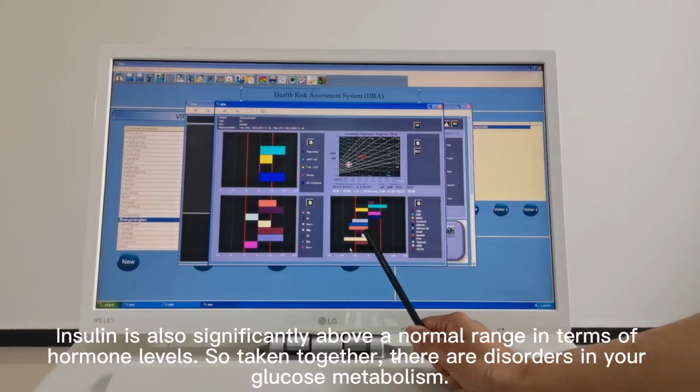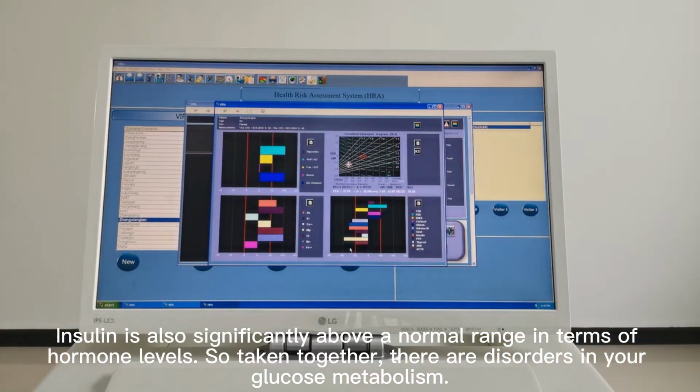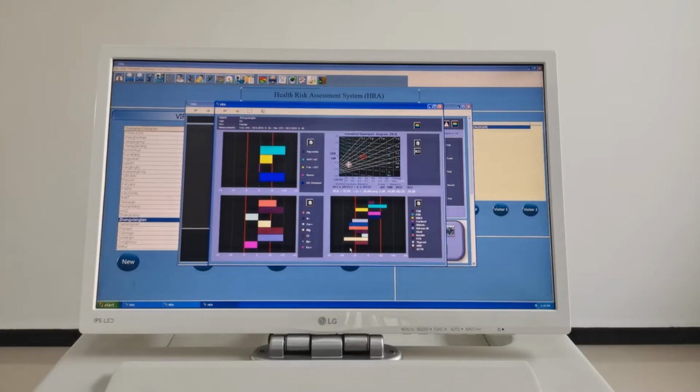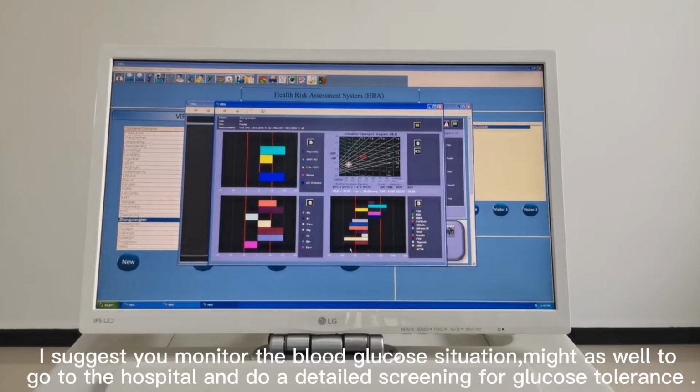Insulin is also significantly abnormal and above the normal range in terms of hormone level. So taken together, there are disorders in your glucose metabolism. I suggest you monitor the blood glucose situation. You might as well go to the hospital and have a detailed screening for glucose tolerance.